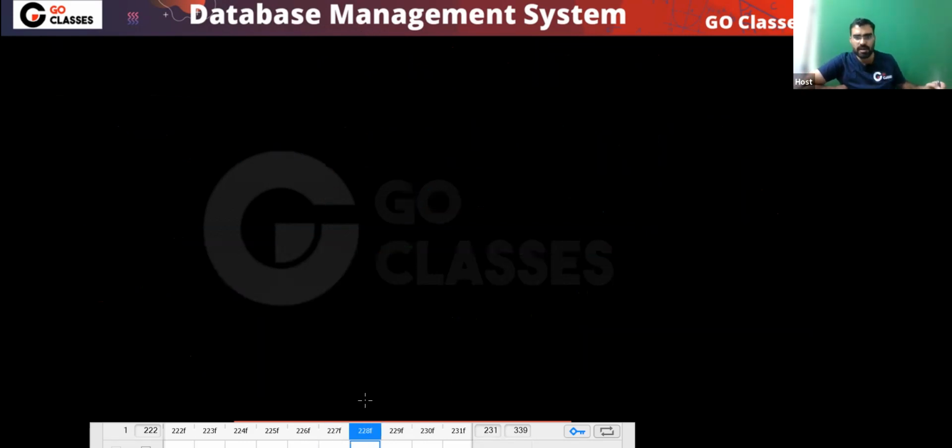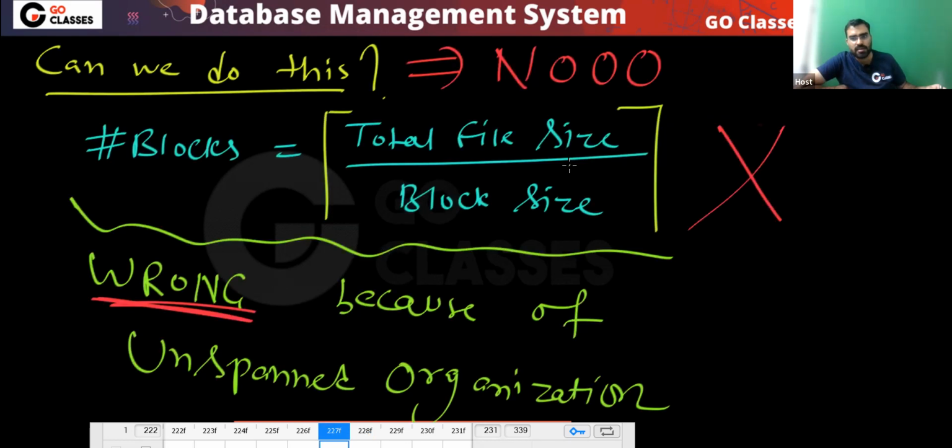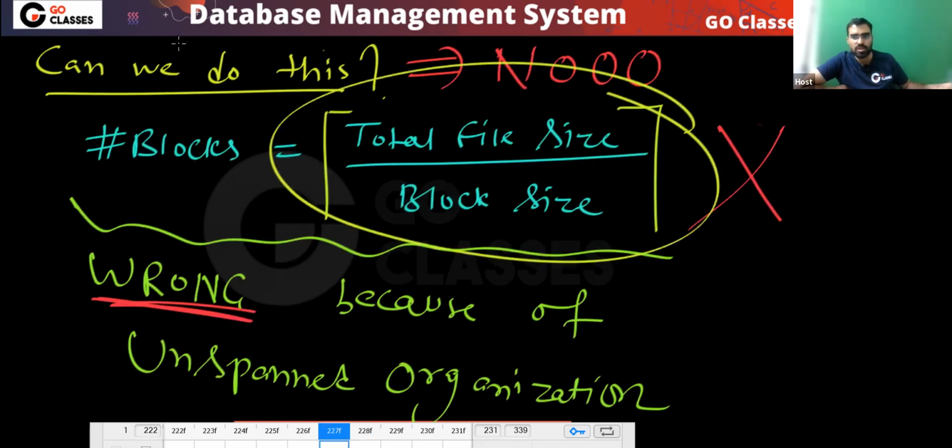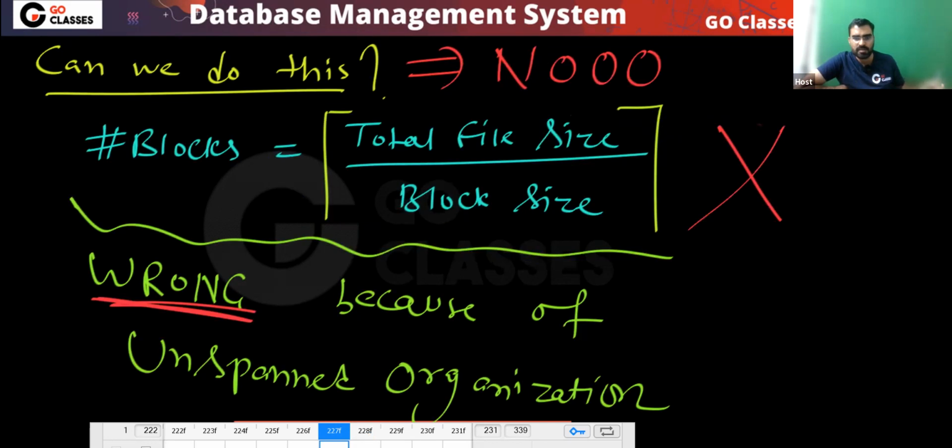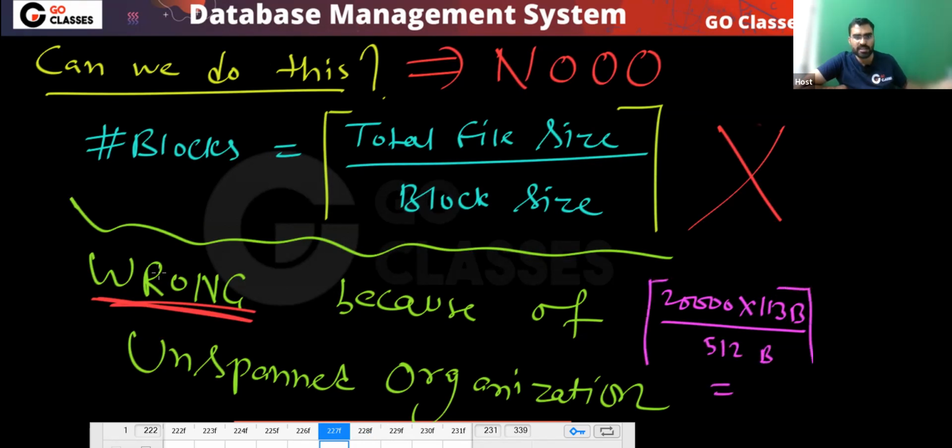So what answer will you get? Ekta, can you tell me? By chance, if you do this, 20,000 records multiplied by 113 bytes, divided by block size 512 bytes, what answer will you get? Anyone? Just calculate, very simple. 20,000 records are there, this is the record size, and this is the block size.